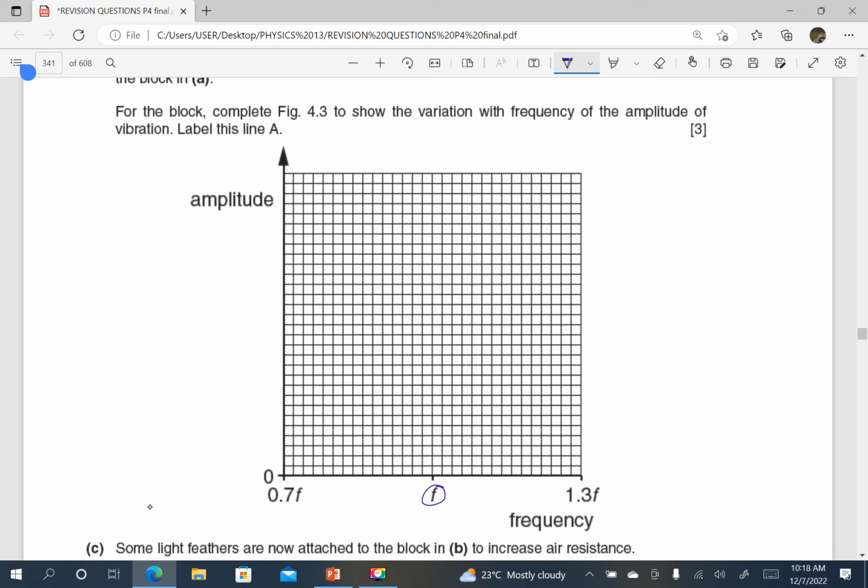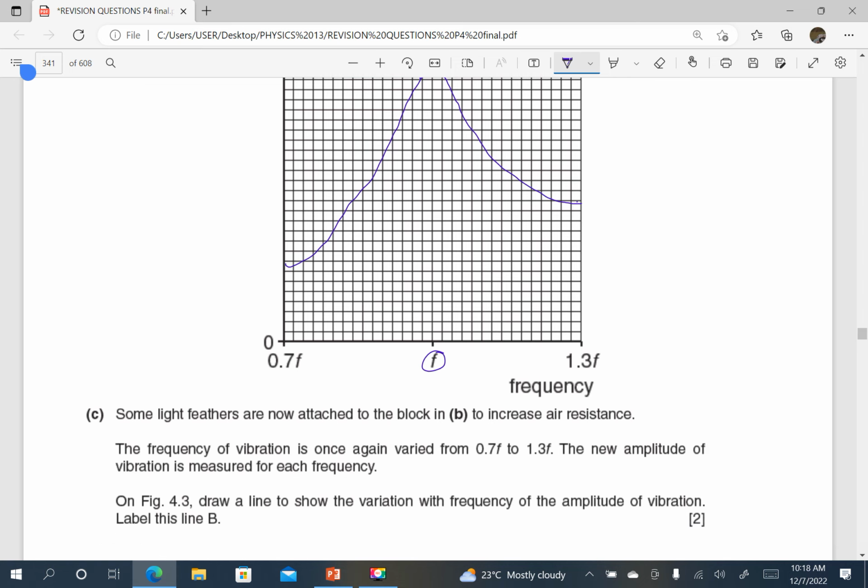So this is a resonance curve which you must have sketched in your class. So we shall have a maximum amplitude at F. Okay, maximum amplitude at F. Then, that is the resonance curve. Of course, as the frequency increases, the amplitude of vibration increases and is maximum when the frequency of the vibrator is equal to the natural frequency of the block.